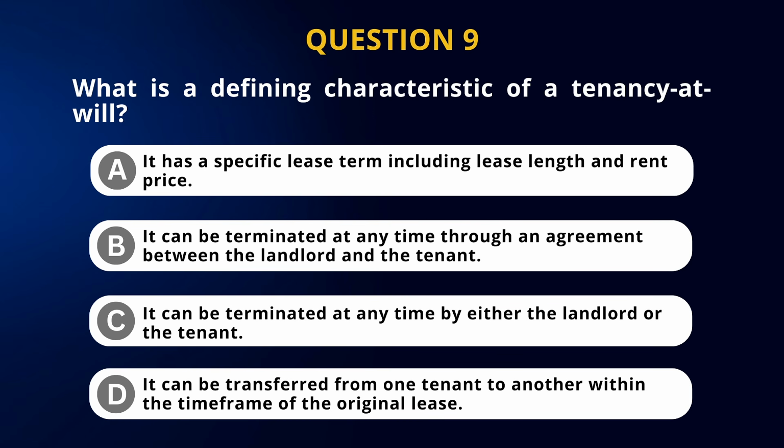Question number 9. What is a defining characteristic of a tenancy at will? Letter A. It has a specific lease term including lease length and rent price. Letter B. It can be terminated at any time through an agreement between the landlord and the tenant. Letter C. It can be terminated at any time by either the landlord or the tenant. Letter D, it can be transferred from one tenant to another within the time frame of the original lease. What is a defining characteristic of a tenancy at will?